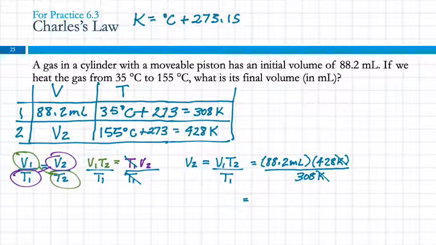So I have 88.2 times 428 divided by 308. All of those have 3 sig figs. So that's going to give me 123 milliliters.